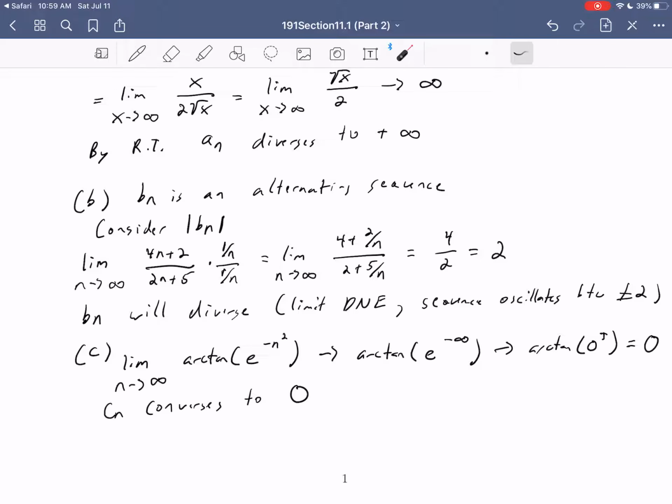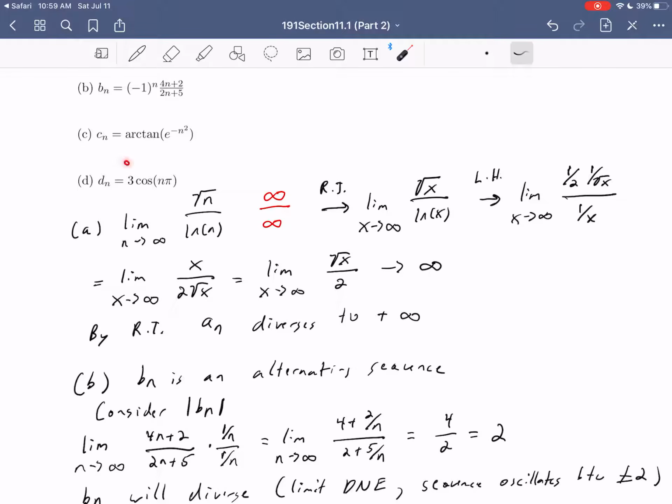So this one, we're just analyzing the composition, working from the inside. As n goes to infinity, negative n squared goes to negative infinity. e to the negative infinity approaches 0 from the positive side. Arctan of 0 basically is 0, so we know C sub n converges to 0.